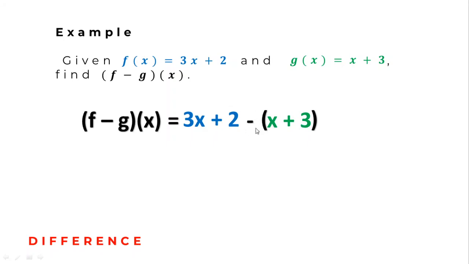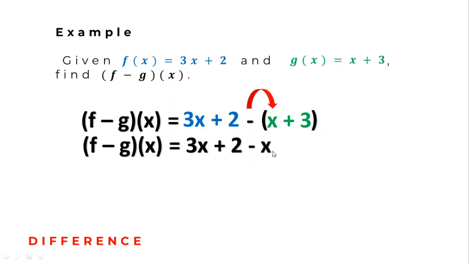So paano nga ba yung gawin? So ganito siya, 3x plus 2, and then we're going to distribute the minus or negative na ito. So magiging minus x minus 3. So ganun yun, kaya lalagyan lagi natin ng parenthesis para hindi tayo mamali sa sign, kasi i-distribute natin yan sa x saka sa 3. So magiging minus x minus 3.